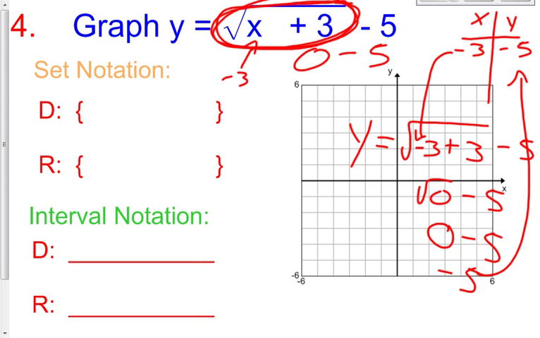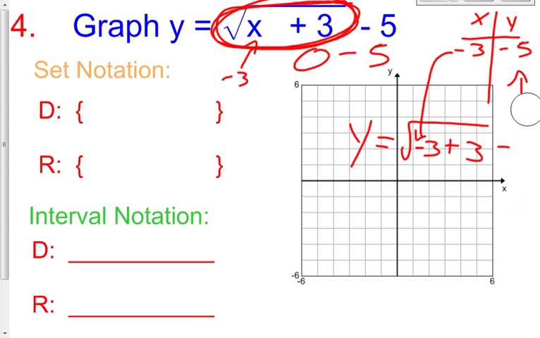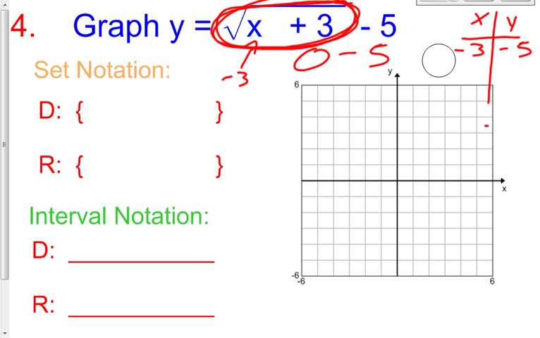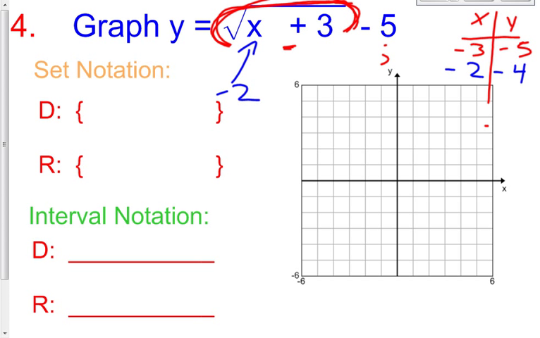And I'm going to do that exact same thing for 3 more x values. The second x value that we're going to do is whatever makes the square root equal to 1. So what makes this whole square root equal to 1? That's when I put a -2 in here. Because -2 plus 3 is 1. The square root of 1 is 1. And 1 minus 5 is -4.